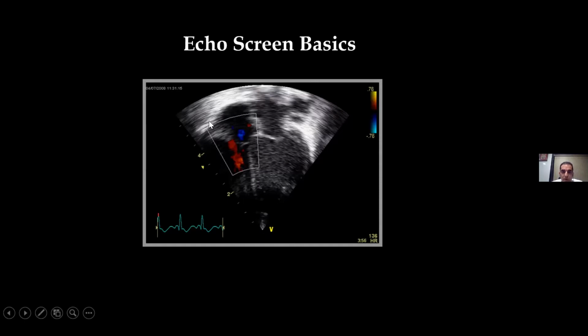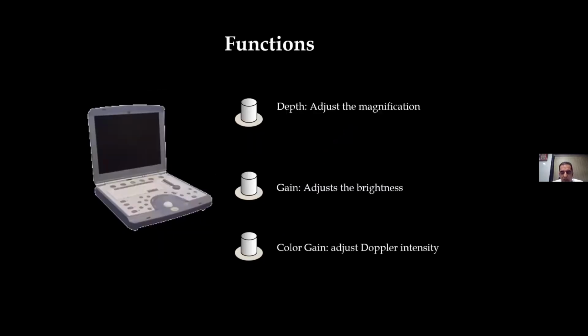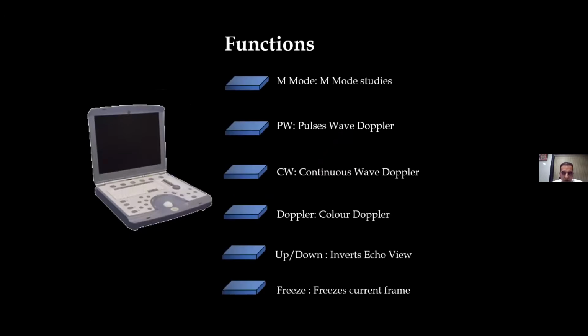For a properly optimized image, as has been talked about, 60% of this sector should be filled with the organ you are doing the imaging for. Okay, so this is very important. I have told you these things. Okay, for the depth, gain, color gain, these functions have already been discussed. M mode, pulse wave, continuous wave Doppler, moving up and down. These are the basic buttons you should be well aware of on your machines.